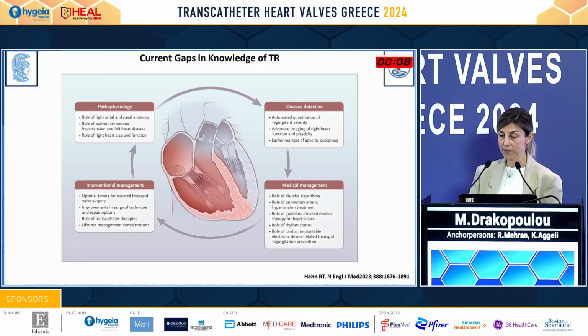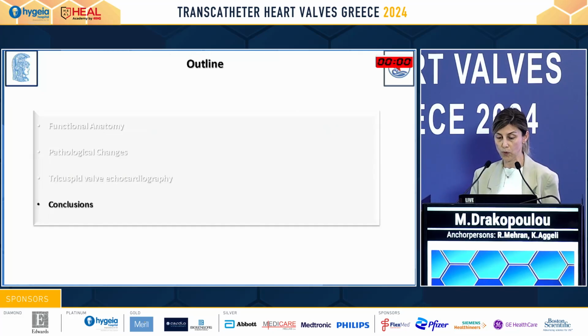So there are several gaps in knowledge concerning tricuspid regurgitation. I think that this is the most interesting slide. Gaps concerning the pathophysiology of TR, the disease detection, interventional management, and medical management of this patient. It's very critical to have the patient in good volume. The role of diuretic therapy is very critical in order to assess the regurgitation and the anatomy of the RV and the tricuspid valve. The rhythm control, and also we need to have the patient optimized as for their volume.